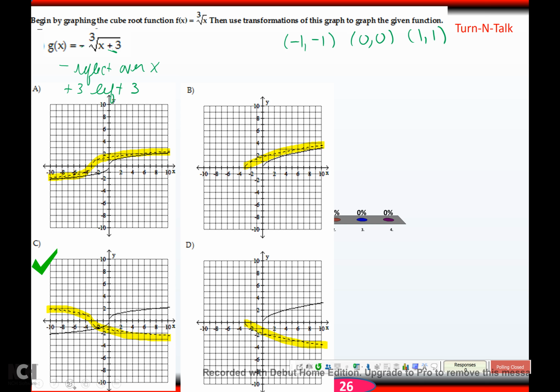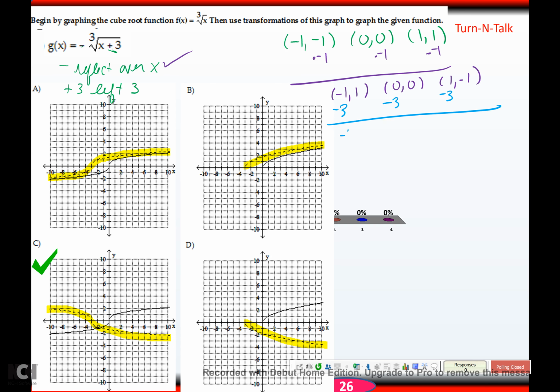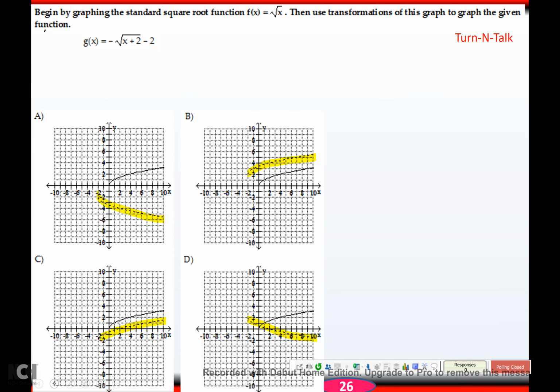That's for a cubic. The negative on the outside says multiply my y's by -1, which gives me -1, 1, 0, 0, 1, -1. And I did that. Then I'm going to subtract 3 from my x's. -4, 1, -3, 0, -2, -1. And if I plot those points, -4, 1, -3, 0, -2, -1, and I connect to make my S, there's your graph. Okay. Try another one.